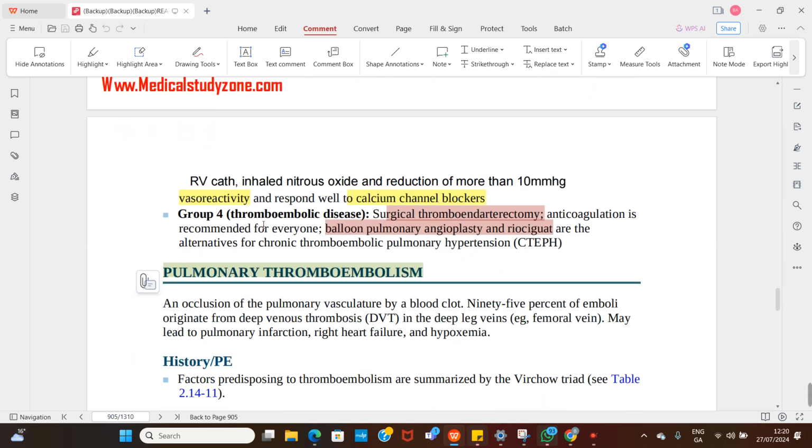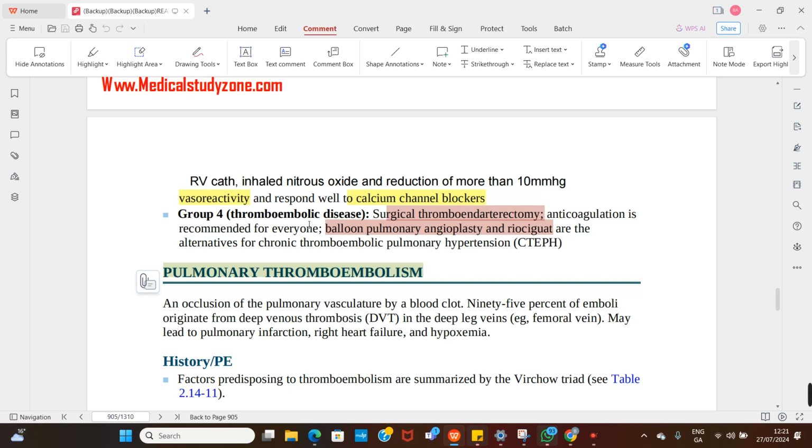Group 4, thromboembolic disease. So people with thromboembolic disease, these guys are going to have a reduced surface area of their pulmonary arterial vasculature, and what you must do for all of them is surgical thromboendarterectomy, the big word for just go in and remove the clot. That's what it means. But you might have some situation in which you cannot operate on that patient, so you might need to do a less invasive approach, and that's when the ballooning comes in. So you do your balloon pulmonary angioplasty, or you can give them some new drugs which you call riociguat.